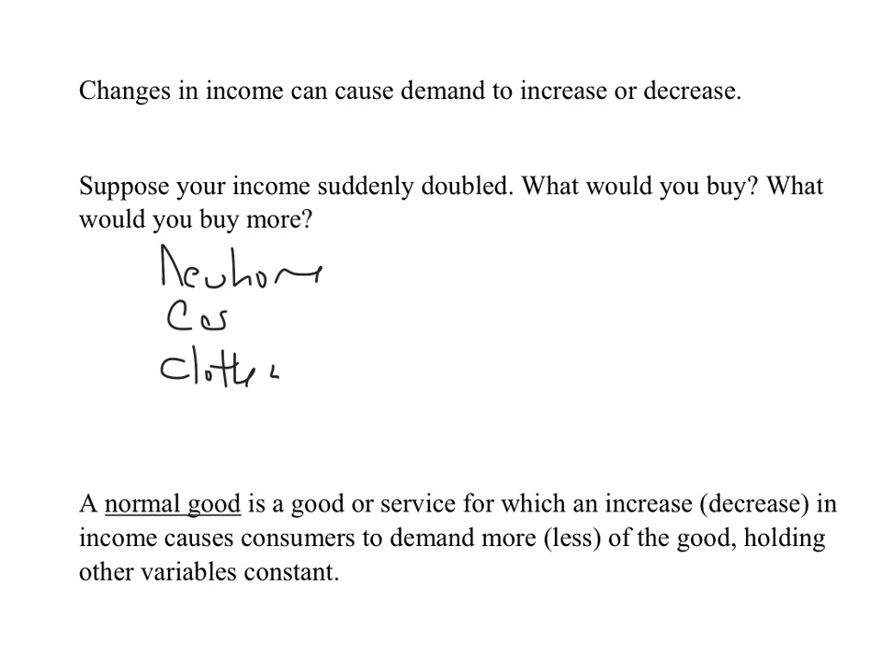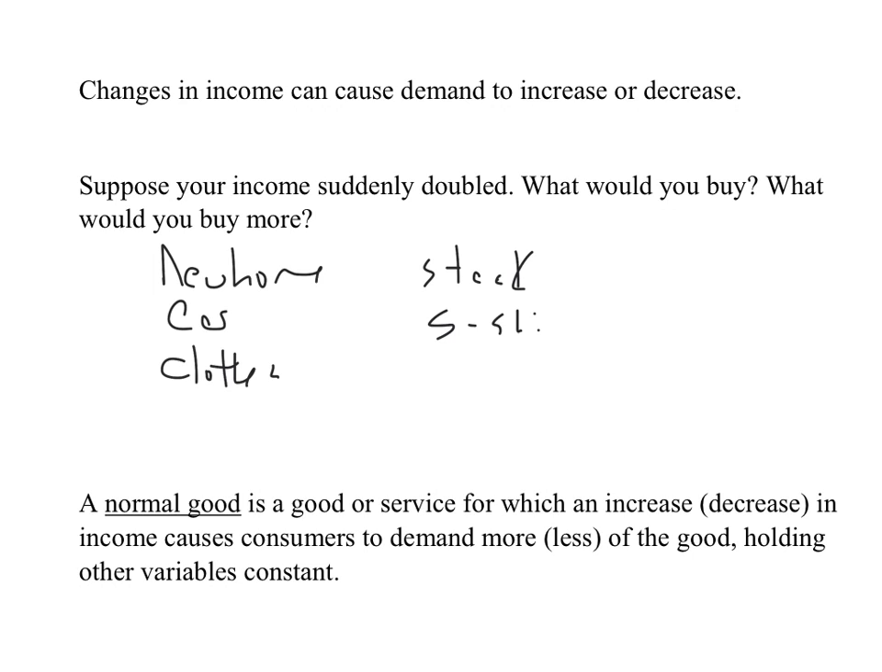You may enjoy a fancy meal, steak, lobster, sushi, whatever sort of food you enjoy. These are all things that if your income were to suddenly increase, you would purchase more of these goods. We call these type of goods normal goods. Normal goods.